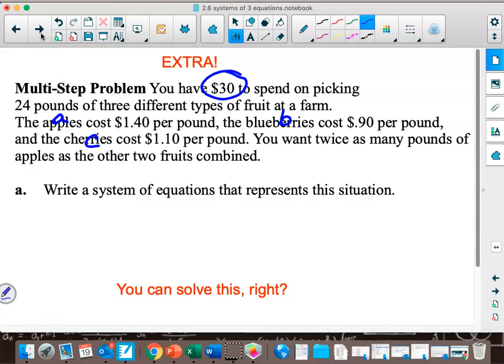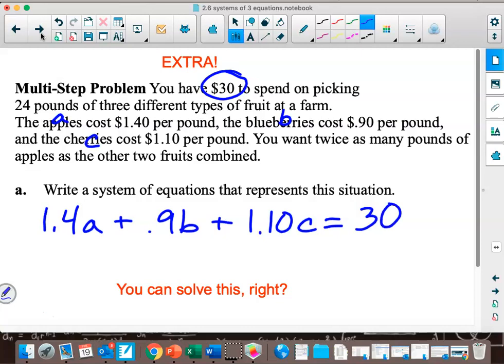$1.40A. So she's absolutely right, 1.4. For example, if I buy 2 pounds of apples, I've spent $2.80, right? Okay. So that's how much I spend on apples. How much am I going to spend on blueberries? 0.9B. And then how much am I going to spend on cherries? 1.1C. And what's the total amount I want to spend? $30. All right, so there's my money.